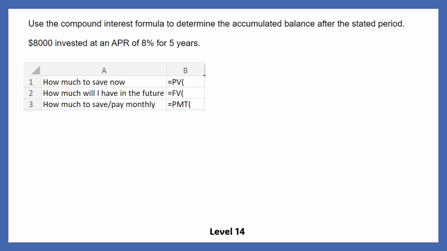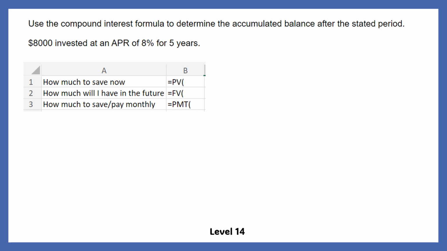Now there's three big ones we use in this scenario. One is the PV function. That's for the present value, or how much do I need to save now? How much do I put now? The FV function is how much will I have in the future? And then the PMT function is how much do I need to pay monthly or save monthly? Do I need to add a monthly amount to my account?